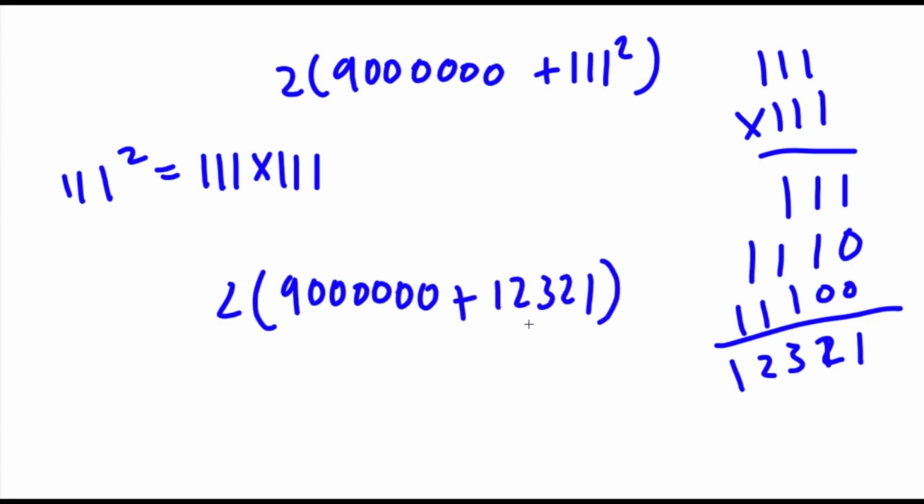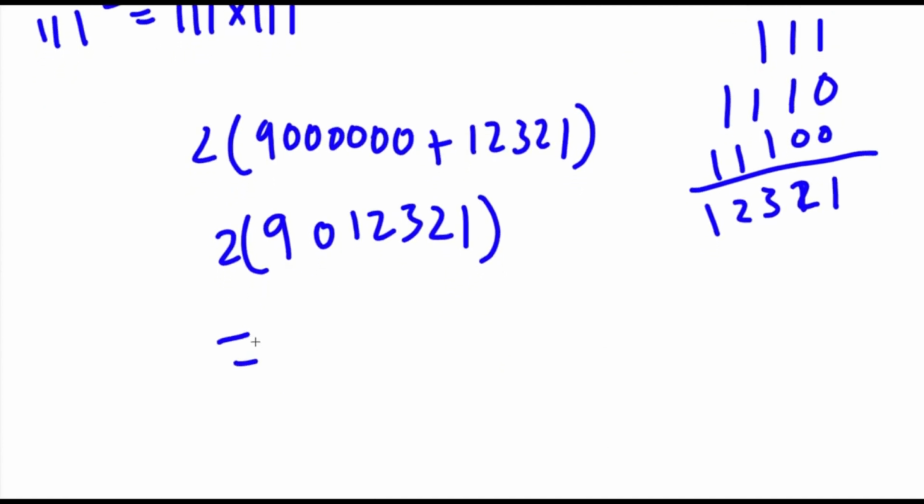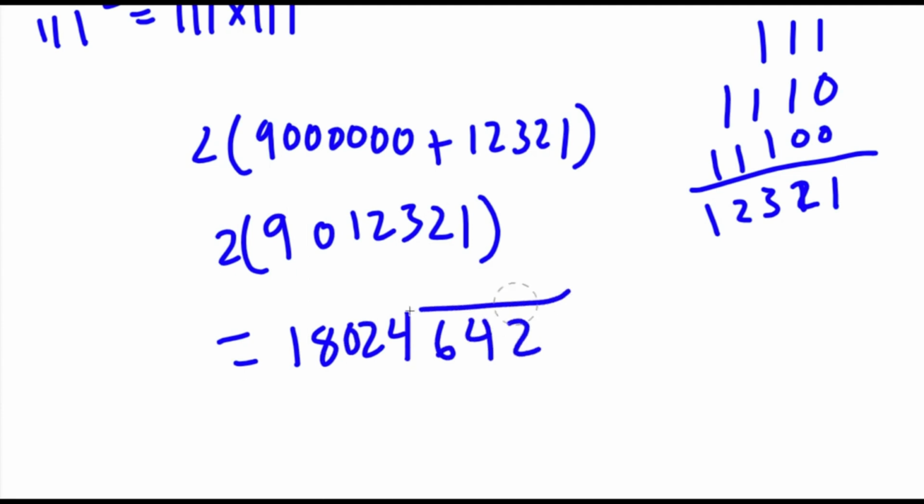Now, 9 million plus 12,321 is going to be 9,012,321. And 2 times that is going to equal 18,024,642. So this is our answer.